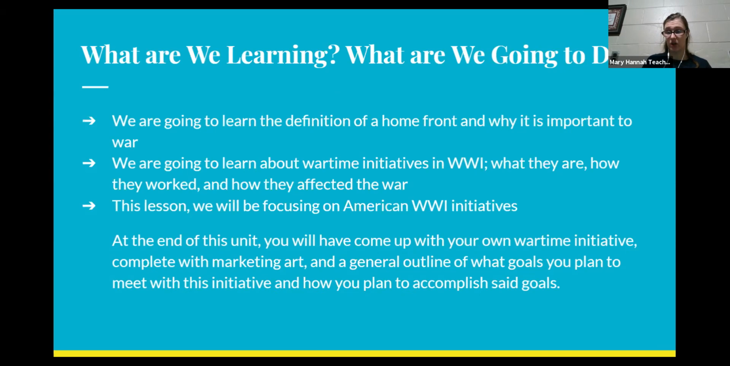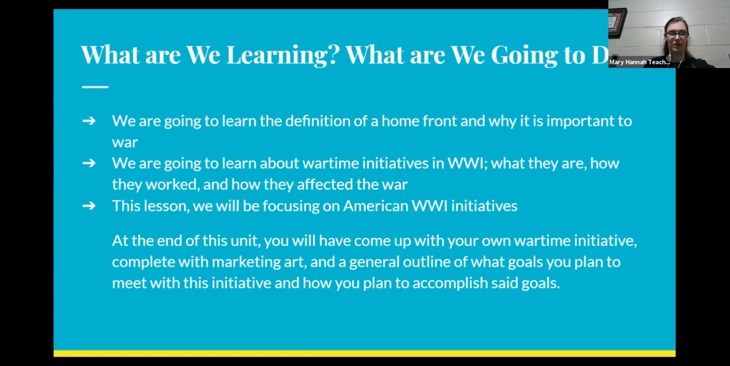And just to give you an idea of where we're going to be at the end of this unit, you're going to come up with your own wartime initiative as a project-based learning product, and you're going to complete that with marketing art. So coming up with a poster, which we're going to look at starting today, and then having a general outline of what goals you plan to meet with that initiative and how you plan to accomplish those goals. That sounds like a lot, but it's going to make a lot more sense once we finish up this lesson and we start into this particular unit.